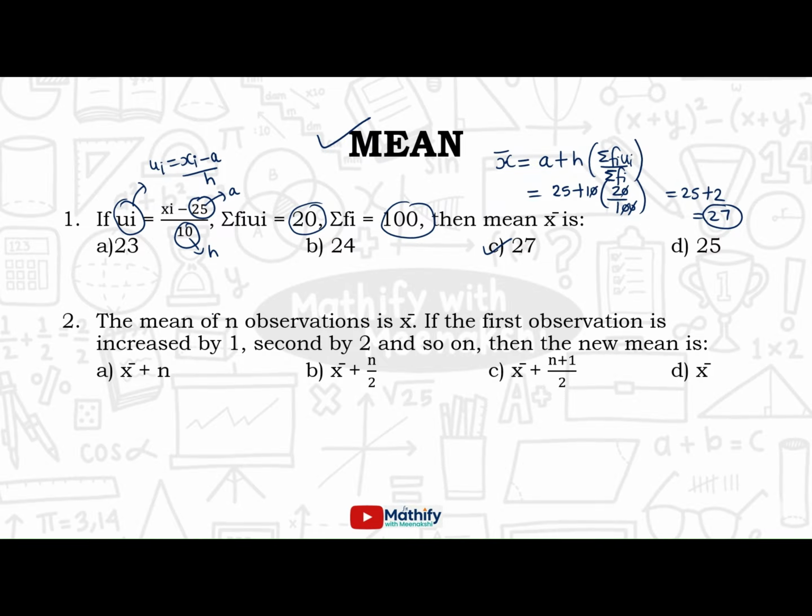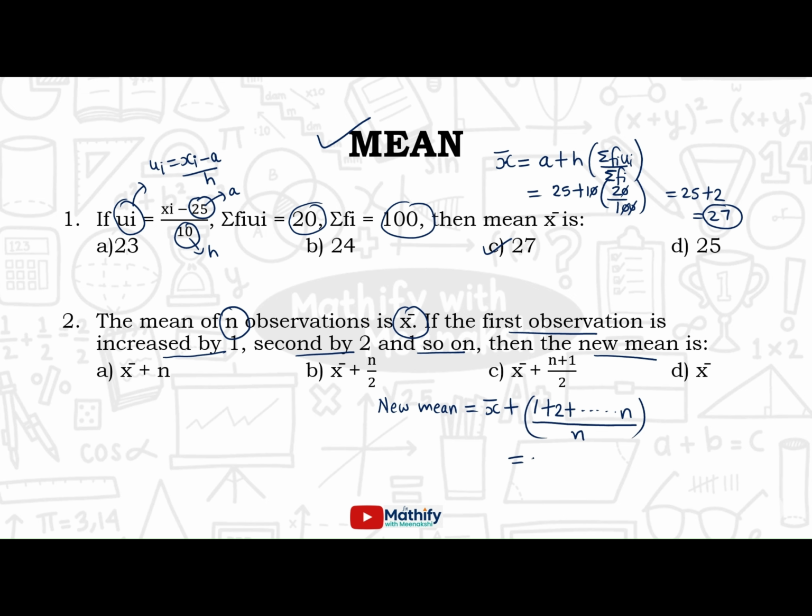Now let's move to second question. The mean of n observations is x bar. If the first observation is increased by 1, second by 2 and so on, then the new mean is? Now we know that new mean is old mean, that is x bar, plus whatever changes we are making. So see, first number we are increasing by 1, second we are increasing by 2, and we have n observations, so last will increase by n. Because we have to find the new mean, so we have to divide by number of observations.